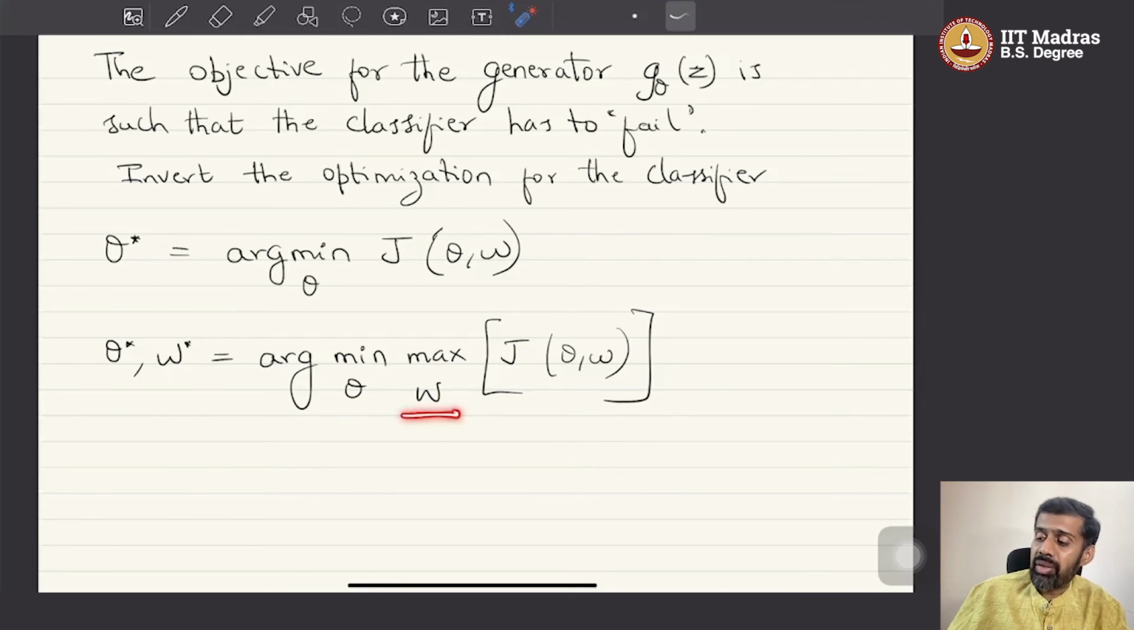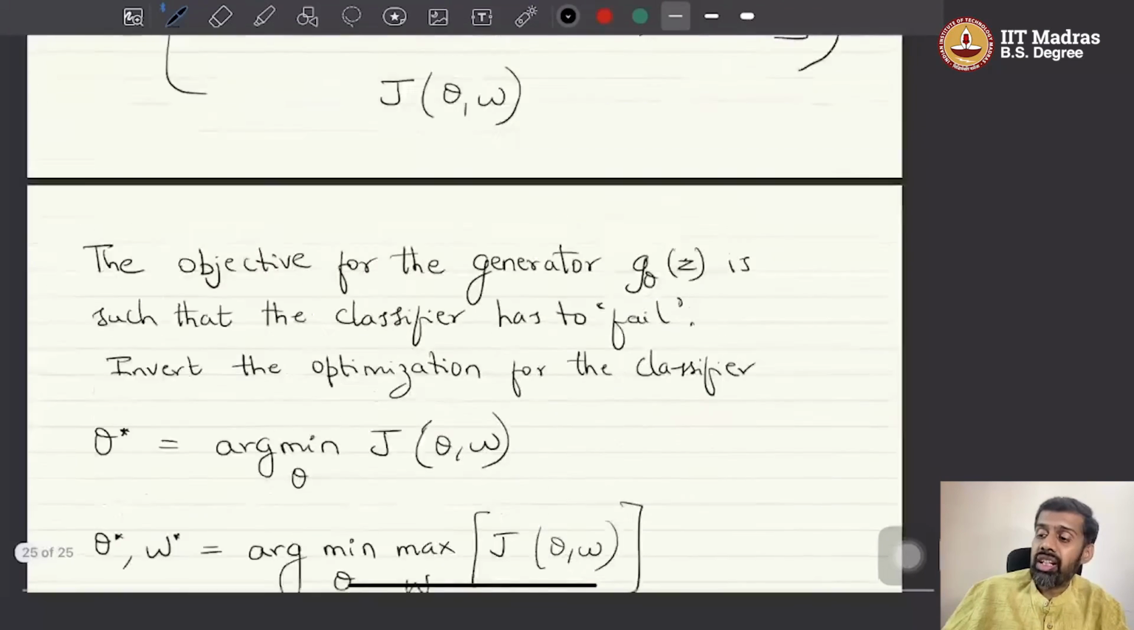While one set of parameters is being chosen such that the objective is being maximized, the other set of parameters is being chosen such that the objective is minimized, right? That's why the name adversarial optimization. So I can tell you this is the adversarial part. Okay, this is the classifier guided interpretation for the GAN.